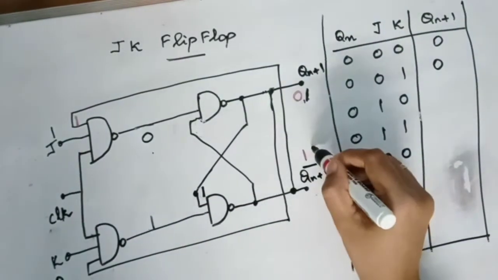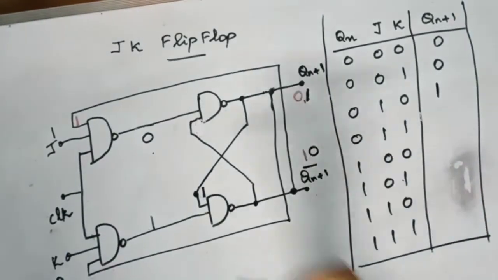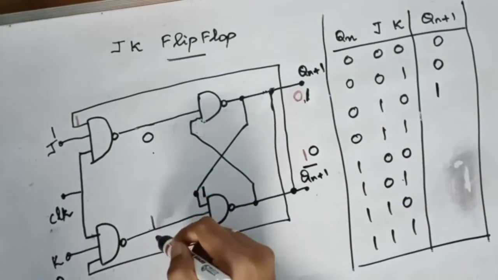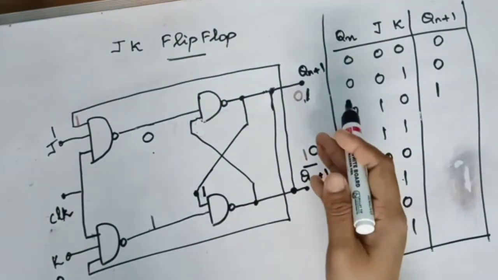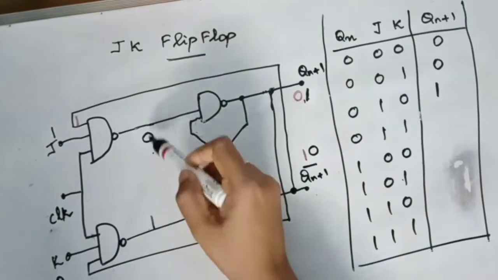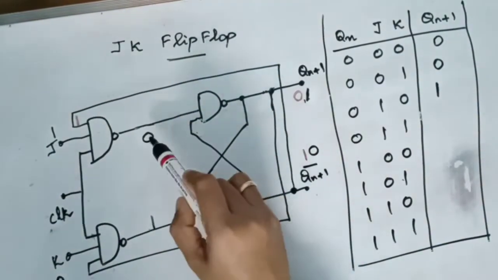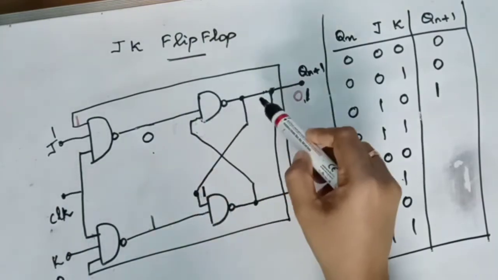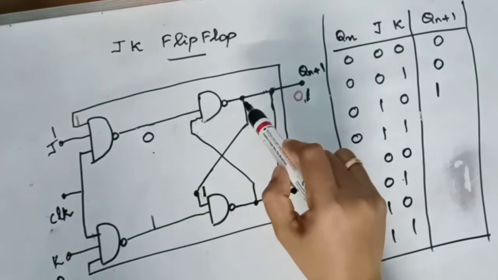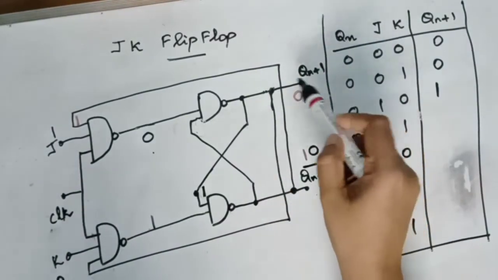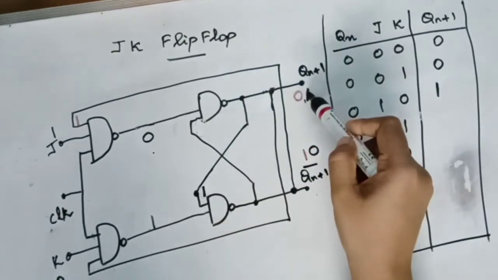And 1, 1, this will become a 0. So this becomes 1. If these two are 1s, then you have to see the previous state and then only predict the Qn plus 1. If one of these is 0, then that particular NAND gate which has 0 as the input, the output of that is the next state of that particular NAND gate is considered first, and that output goes to the input of the latch, because this has already changed.